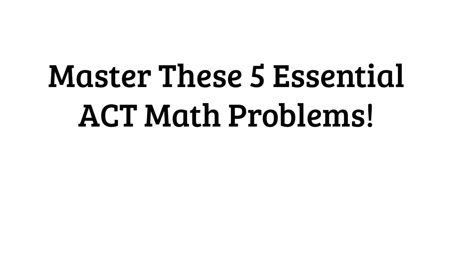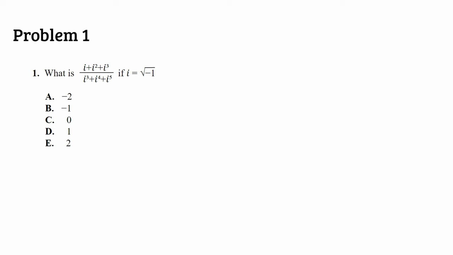Hey everyone, today I'm going to show you 5 essential math problems that frequently stump students on the ACT. For this first problem, we are given a fraction with i plus i squared plus i cubed over i cubed plus i to the 4 plus i to the 5, and we're told that i is equal to the square root of negative 1. There's a couple different ways we could do this.